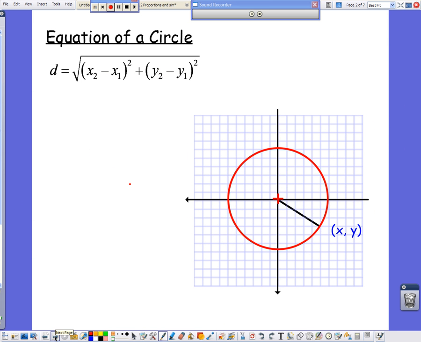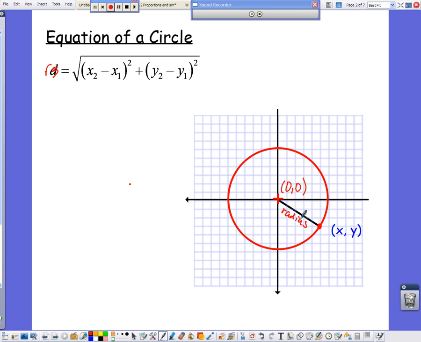So if this was our center and we had some point on the circle, and we're going to call that point xy because it could be any point anywhere on that circle, and the problem will change. Now this is going to work. Remember, our center is at 0, 0. So all we need to do is to find the radius or the distance of that radius. So our distance, instead of it being a d, we're going to make it an r to stand for our radius. Because this is our radius right here.